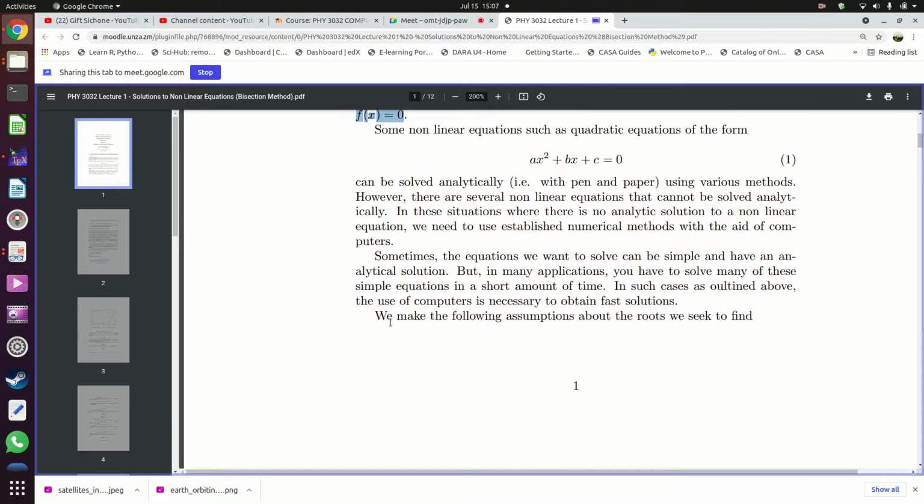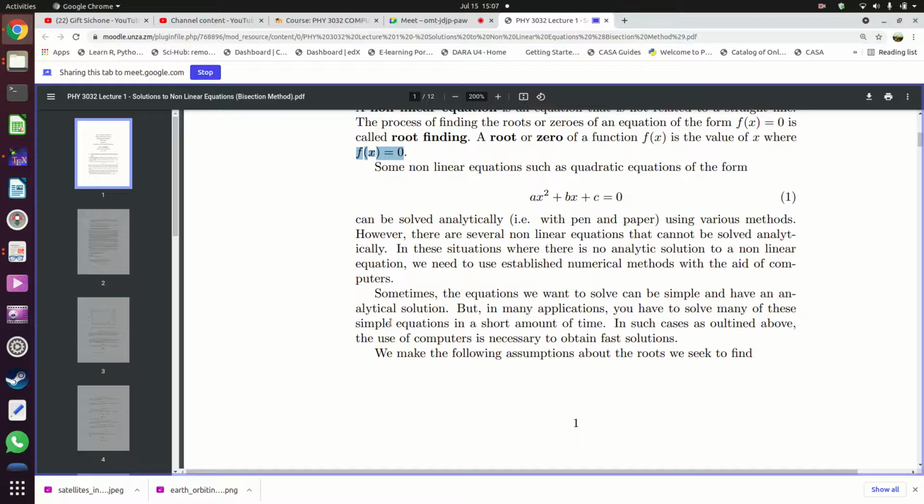Okay. So it's not just that you have some equations which you cannot work out with pen and paper. For such equations, where there is no analytic solution, you need to use a numerical method. And it becomes even faster with these numerical methods when you use a computer. So we'll show you how some of these numerical methods work with pen and paper, but with a computer, it's even much faster.